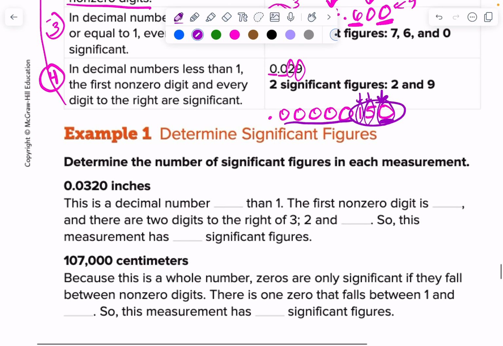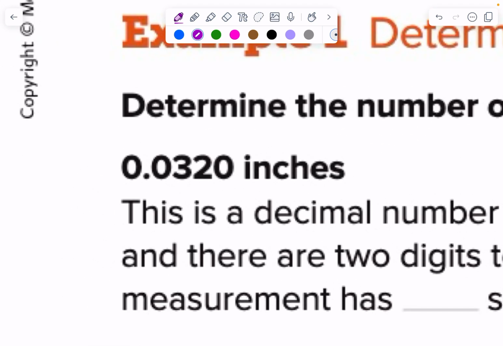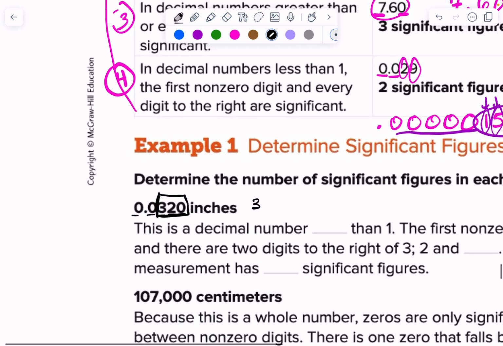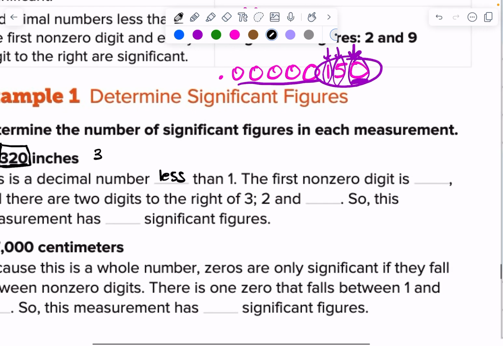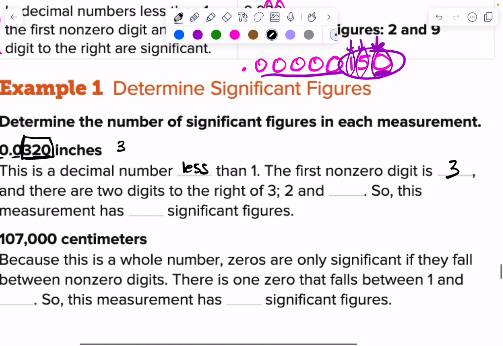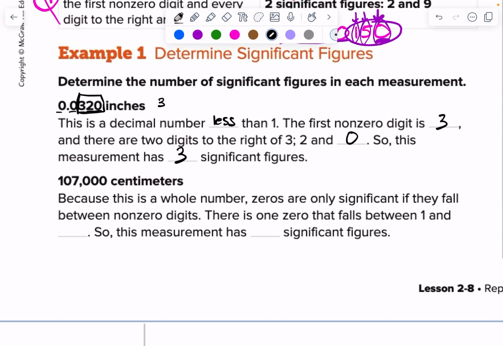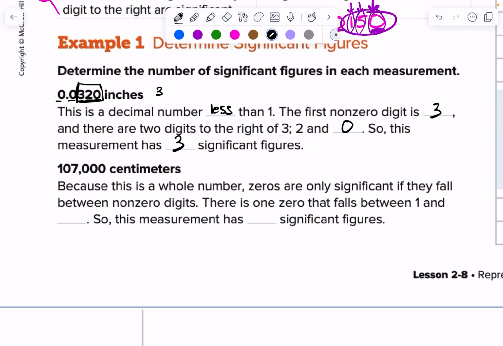All right, example 1, determine the number of sig figs in each measurement. Here we go. Oh, this is exactly like the one that I just gave you. So these 2 are not going to be significant because this is a decimal number less than 1, but the 3 and the 2 are, and that means everything to the right of 3 is going to be, so this is going to have 3 sig figs. Next, this is a decimal number less than 1. The first non-zero digit is 3, and there are 2 digits to the right of 3, 2 and 0, so this measurement has 3 sig figs, okay? All right, this one, centimeters.